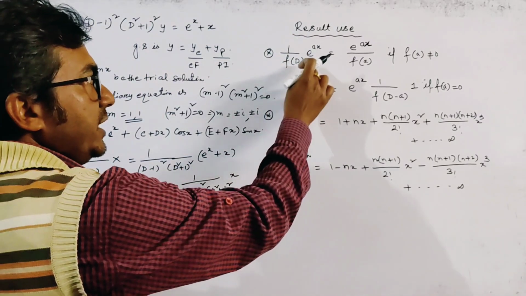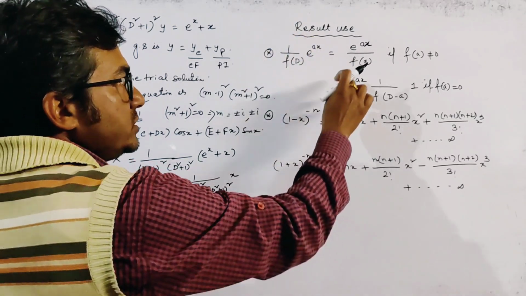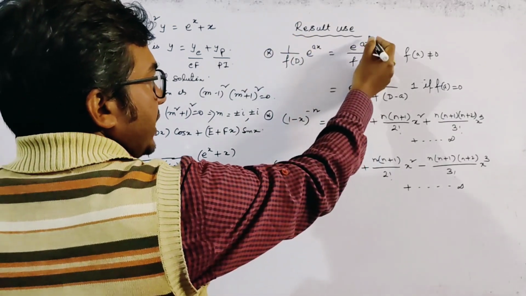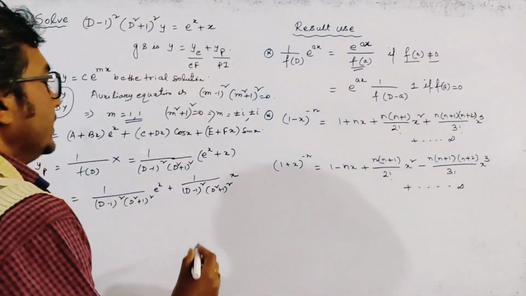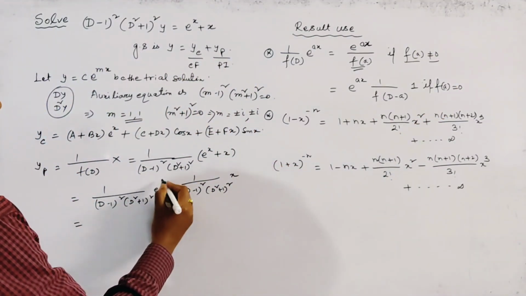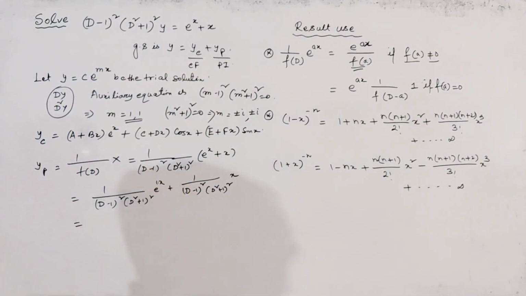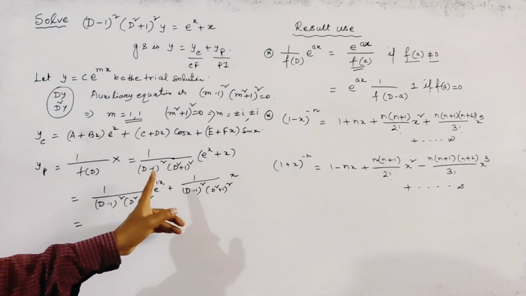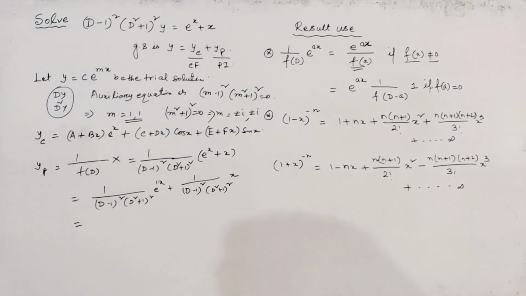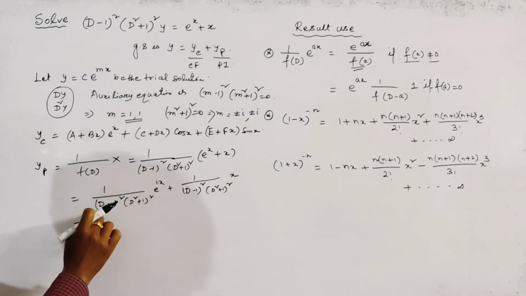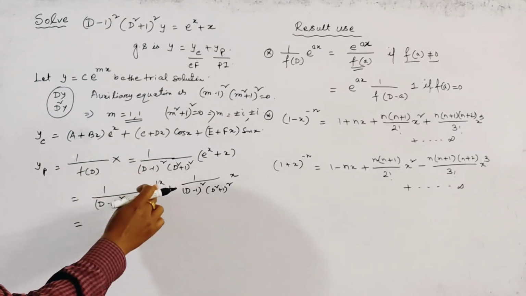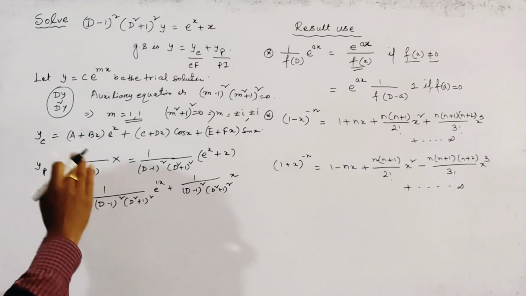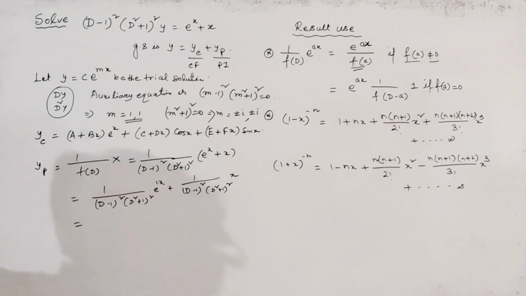1 by f of d into e to the power ax is given by e to the power ax by f of a if f of a not equal to 0. That is here we write e to the power x, this is 1 into x, so we get a equal to 1. If we put d equal to a, then if the factor is not 0, we can put d equal to 1 here. Otherwise we cannot put d equal to 1.